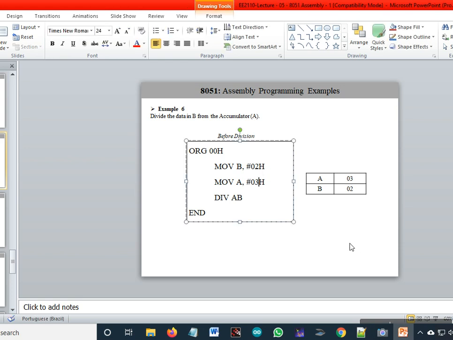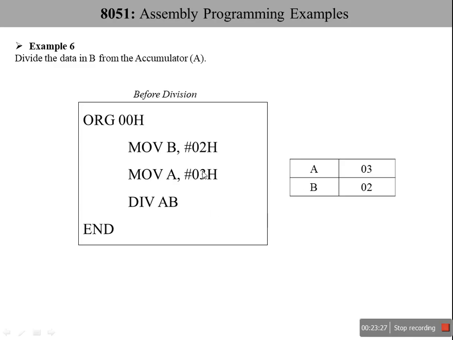Here the B register contains 2 and the A register contains 3. So there will be division A by B, that is 2 by 3. Then when we divide it, the quotient will be 1 and the remainder also will be 1. So before division, this is the content. After division, the content of A and B are replaced as 1 and 1. Okay, so this is our division.